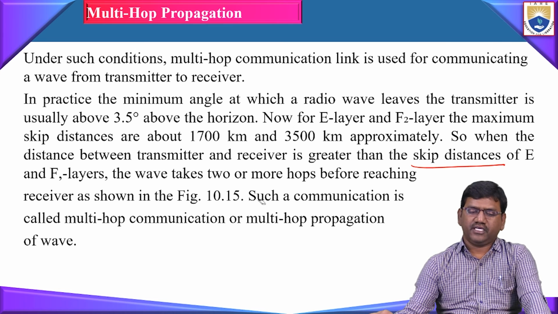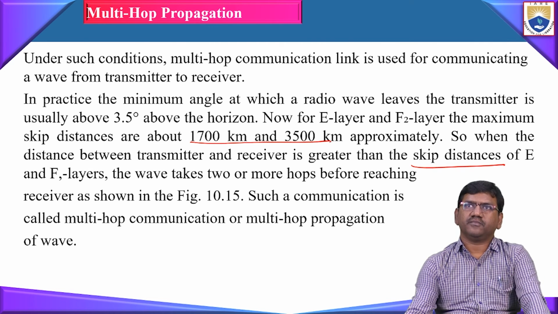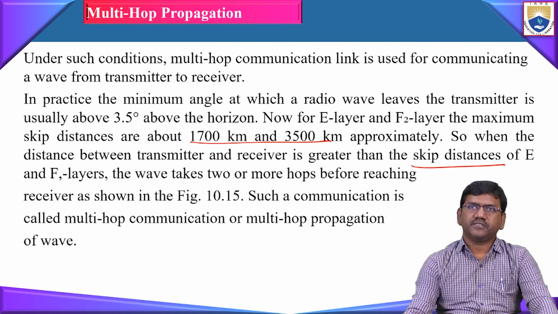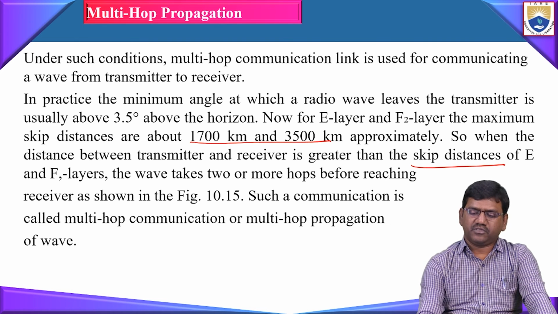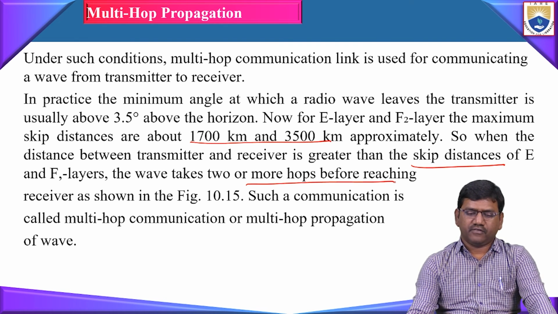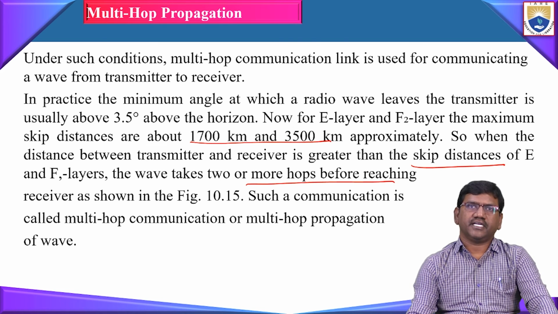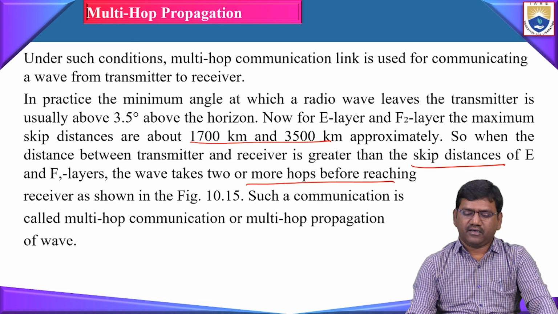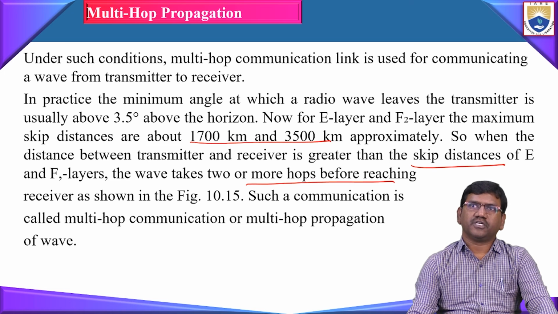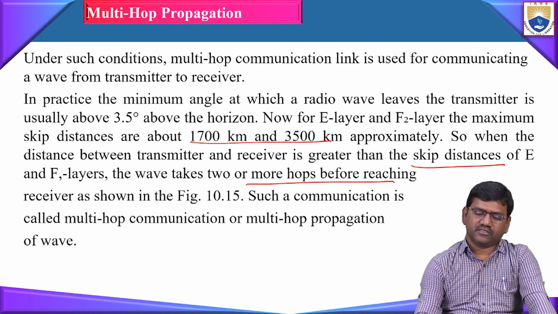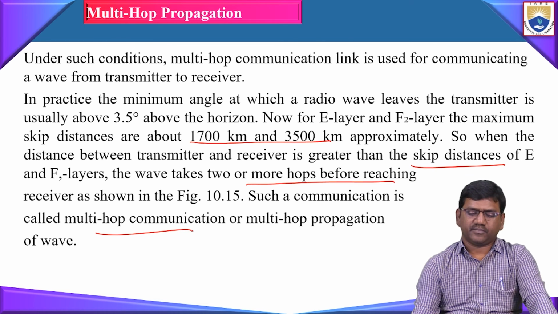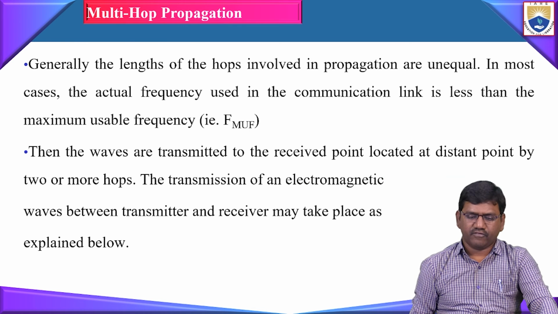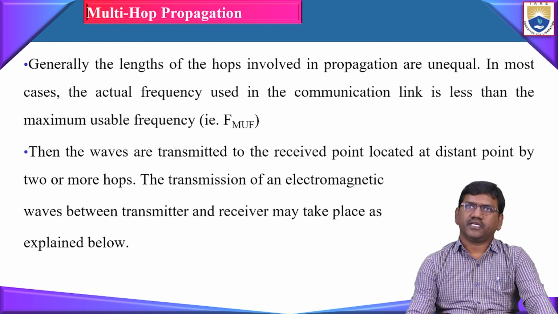For the E layer and F2 layer, the maximum skip distances are approximately 17,500 kilometers. So when the distance between the transmitter and the receiver is greater than the skip distance of the E and F layers, the wave takes 2 or more hops before reaching the receiver. Whenever the distance between the transmitter and the receiver is greater than the skip distance, the radio path takes more hops before it reaches the receiver. We call this multi-hop communication, or multi-path propagation, or multi-hop propagation of the wave. The lengths of the hops involved in the propagation are unequal.